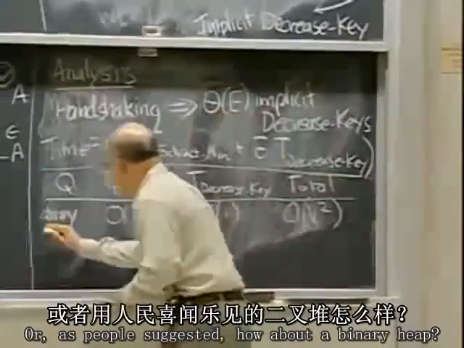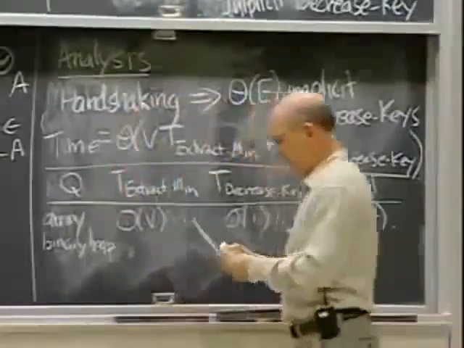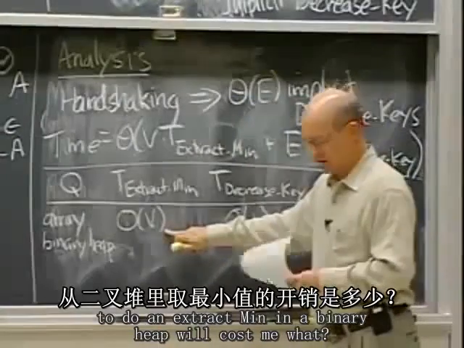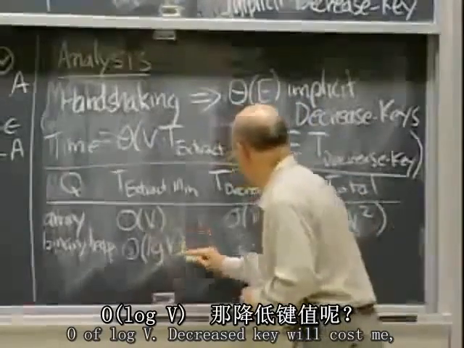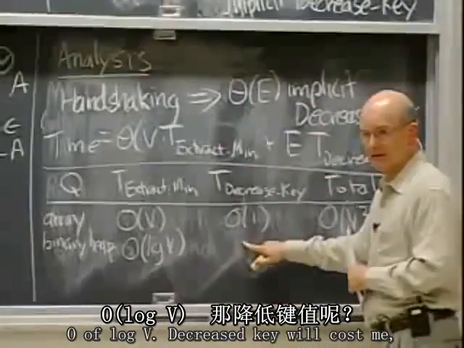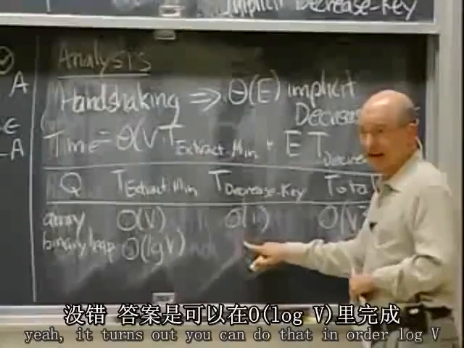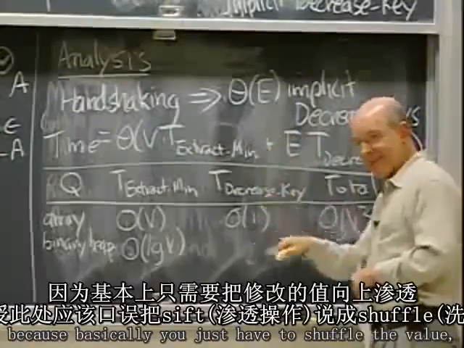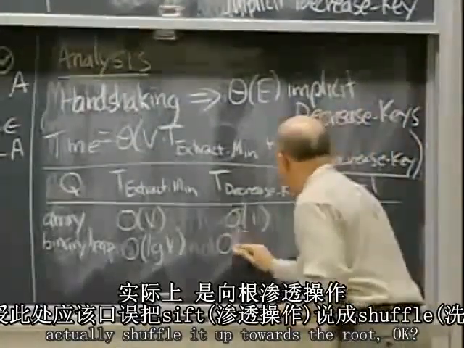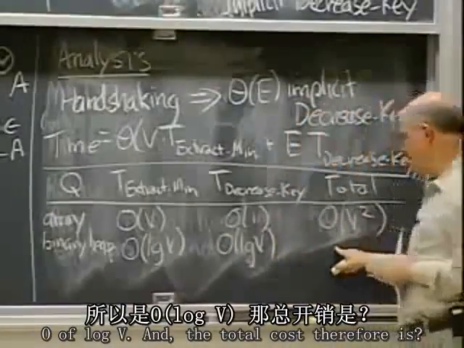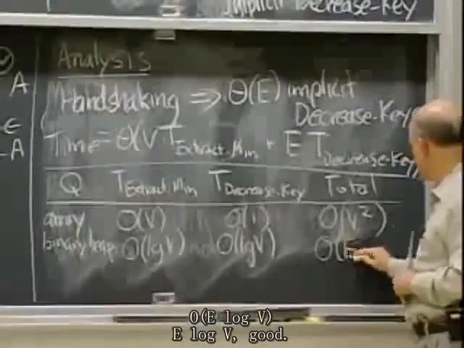Or, as people suggested, how about a binary heap? To do an extract min in a binary heap will cost me what? O of log V. Decrease key will cost me, it turns out you can do that in order log V, because basically you just have to shuffle the value up towards the root. Or log V. And the total cost, therefore, is E log V. Good.